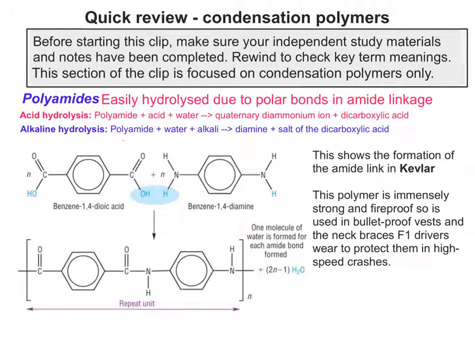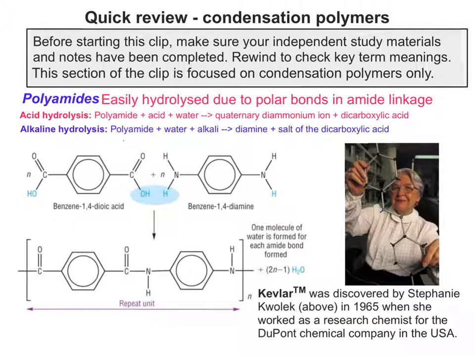So this shows the formation of the amide link in Kevlar by the reaction of two aromatic monomers. So this polymer is very, very strong, and it's used in bulletproof vests and the neck braces that Formula One drivers wear to protect them in high-speed crashes. And this very, very important polymer was discovered by Stephanie Kwolek, who was a research chemist working for the DuPont chemical company in the United States. And in 1965 she came up with the structure and was able to synthesize it and prove how strong it was.